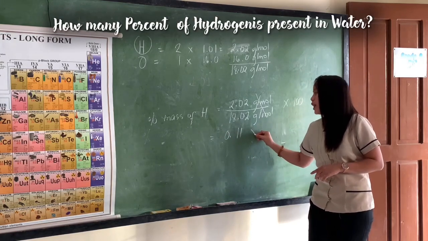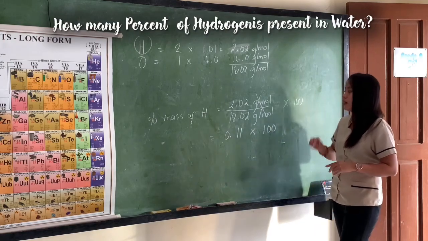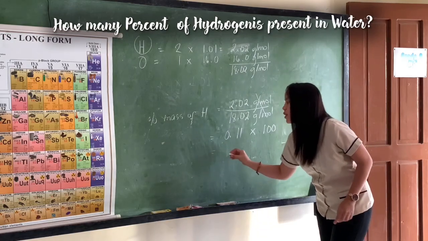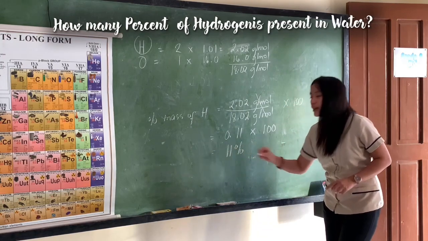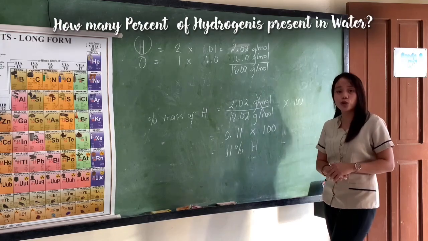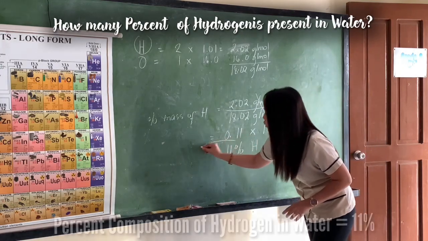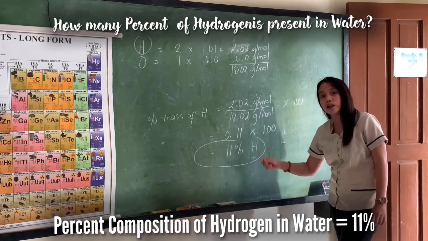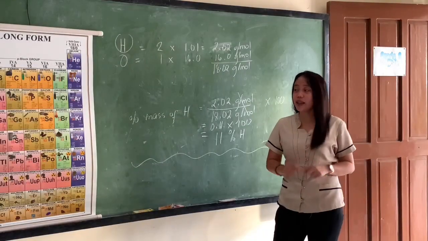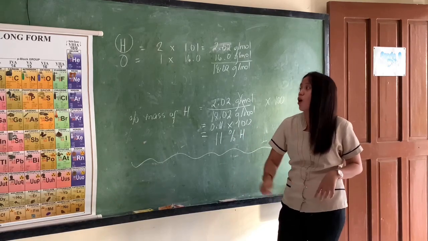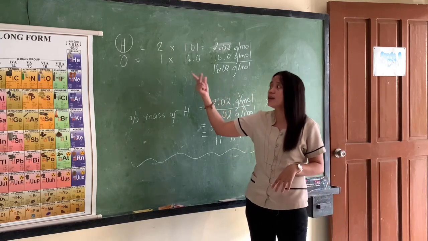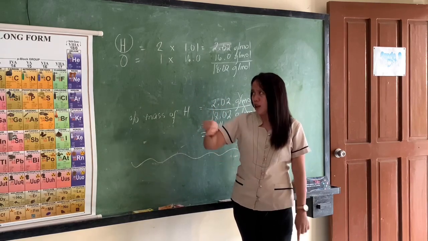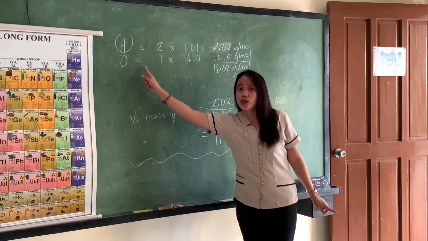Okay, the answer is 0.11 times 100. Obviously, the answer is we have 11% hydrogen. So the percent composition of hydrogen in H2O is 11%. In order for you to check if your answer is correct, always remember that the percent composition of a compound is always 100%. Let's try to solve the other one, the oxygen.